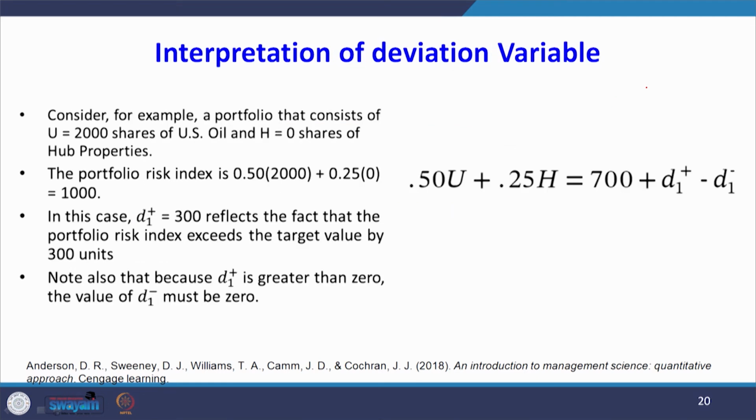Consider, for example, a portfolio that consists of U = 2000 shares of US Oil and H = 0 shares of Hub Properties. The portfolio risk index will be 0.5 into 2000 plus 0.25 into 1000 shares. So, for 1000 shares, the D1+ value is 300. That means the value here is 300.